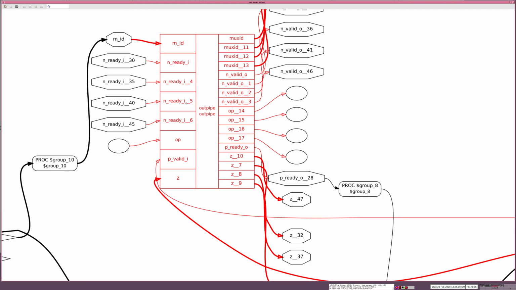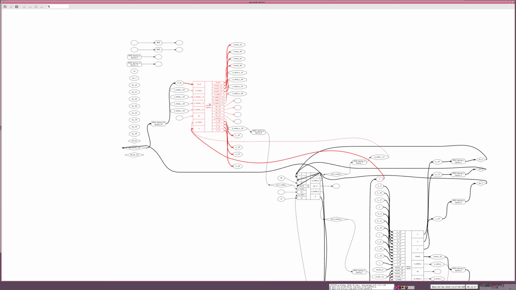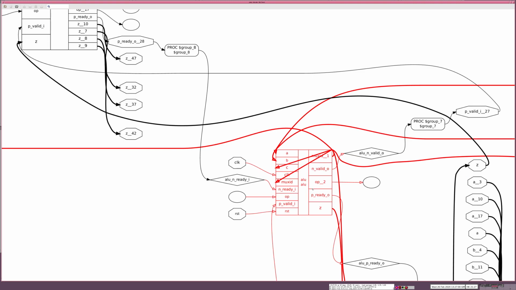input, and it contains ready and valid signaling, just like in Wishbone and AXI4. It's based on Dan Gisselquist's pipeline synchronization, and also on the Chisel IO library. So then that feeds into the actual ALU.